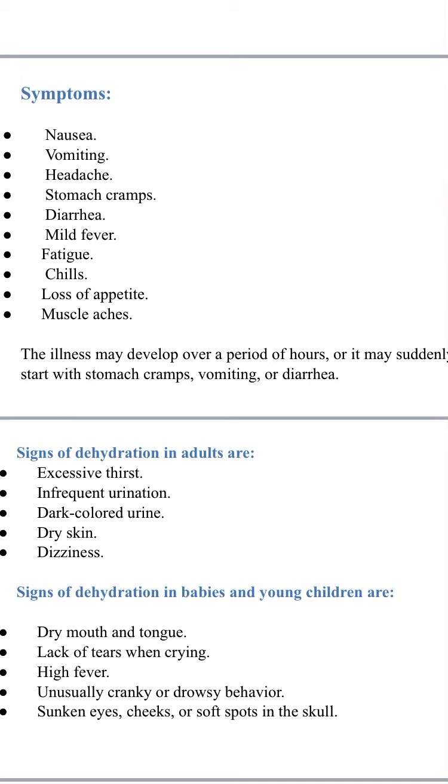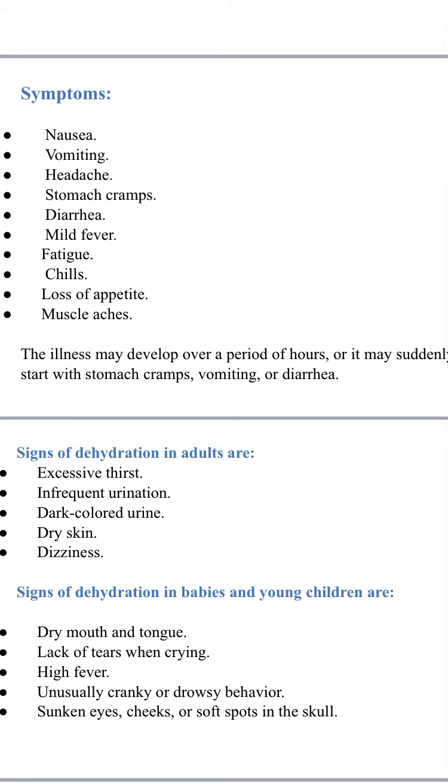Symptoms: nausea, vomiting, headache, stomach cramps, diarrhea, mild fever, fatigue, chills, loss of appetite, and muscle aches. The illness may develop over a period of hours, or it may start suddenly with stomach cramps, vomiting, or diarrhea.